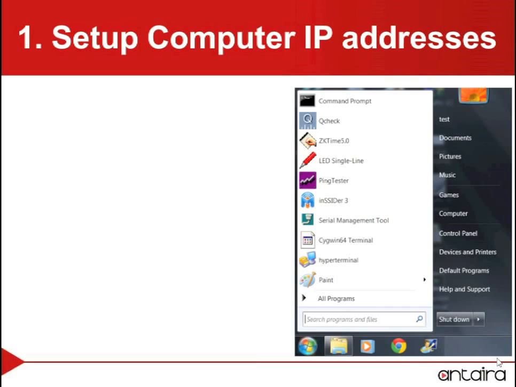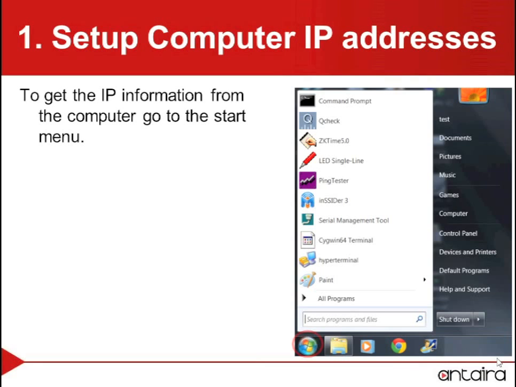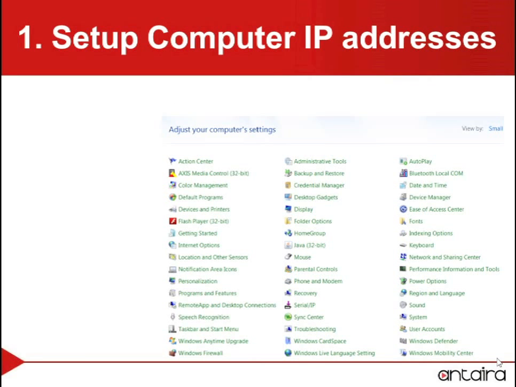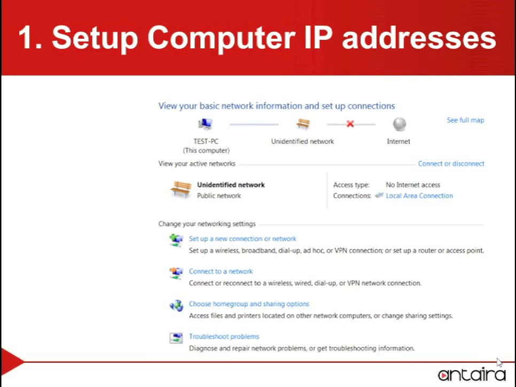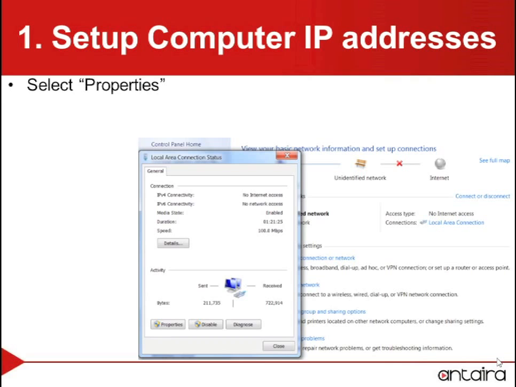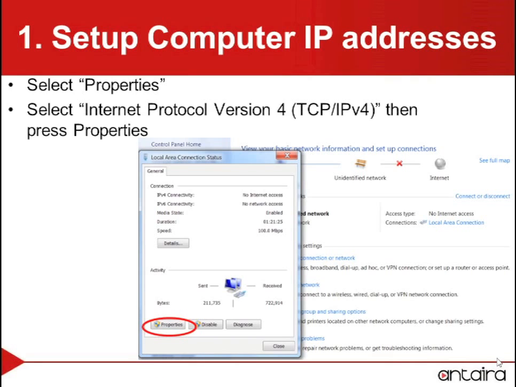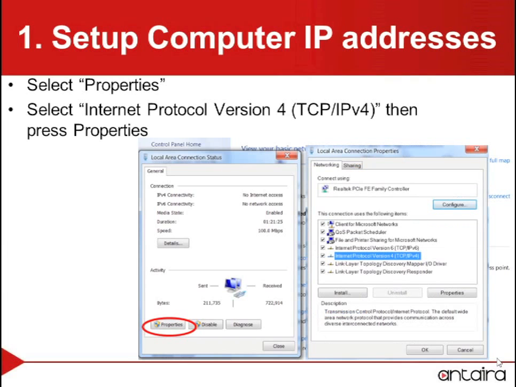First off, we will set up the computer's IP address by going to the Start menu. We will then select the Control panel. Within the Control panel, we will go to the Network and Sharing Center. Within the Network and Sharing Center, we will select the Local Area Connection. Within the Local Area Connection, we will select the Properties button. We will then go to the Internet Protocol version 4 TCP/IPv4. We will then select the Properties button.